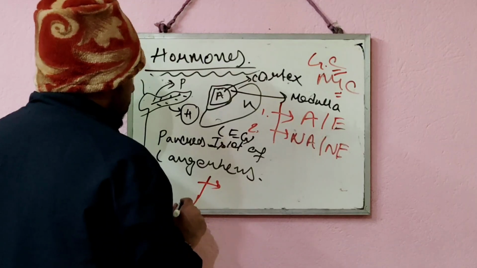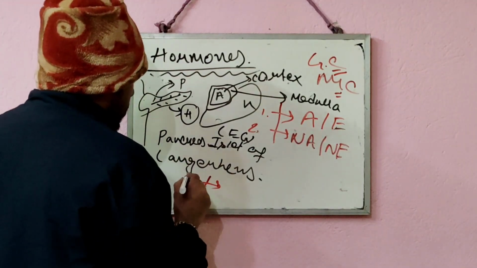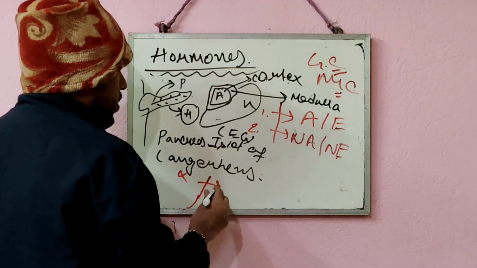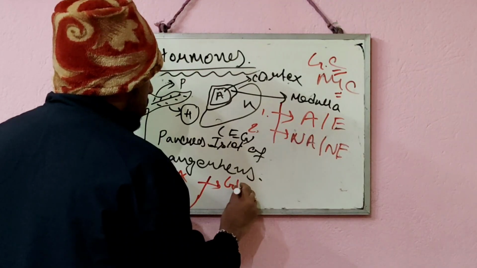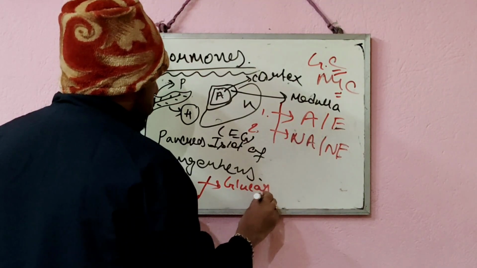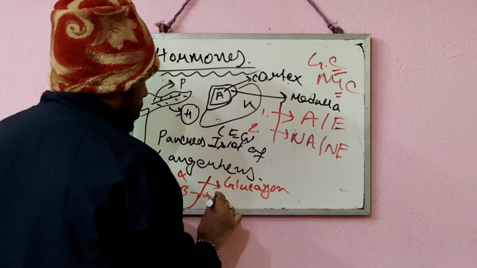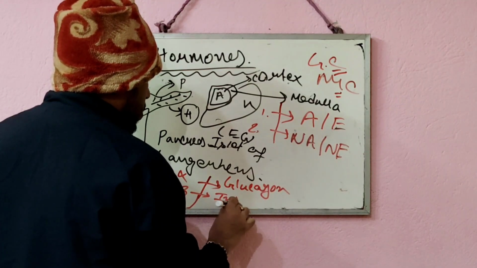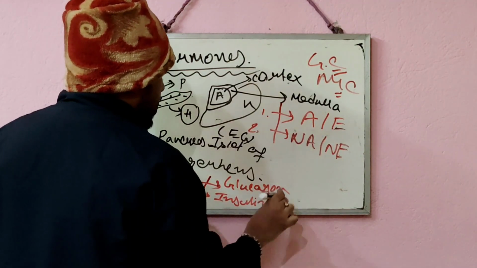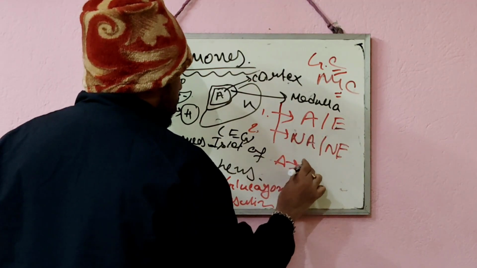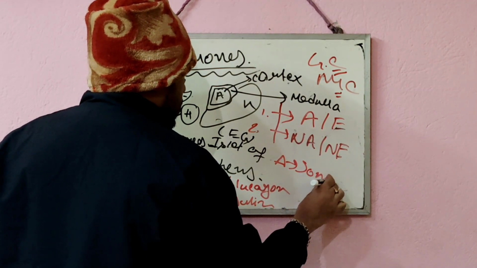From the islets of Langerhans, there are different types of cells present. One is alpha cells. From alpha cells, the hormone that is generally secreted is glucagon. From beta cells, what is generally secreted is insulin, and from delta cells the secreted hormone is somatostatin.